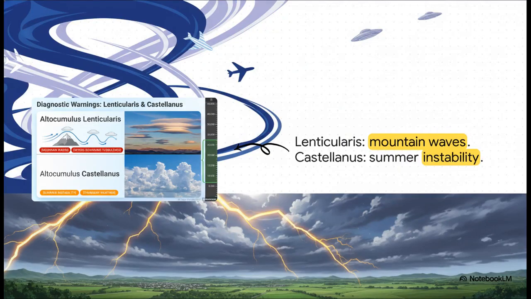Now, putting my instructor hat firmly on here, I need to give you a stern warning about two very specific, very dangerous variations of altocumulus. First is altocumulus lenticularis. These look like smooth, stationary UFOs, but do not be fooled. They indicate the presence of dangerous mountain waves and severe downwind turbulence. Next up is altocumulus castellanus. These literally look like little castle turrets jutting up. If you spot these on your morning walk around the ramp, it points to immense summer instability and pretty much guarantees thundery, stormy weather later in the day.